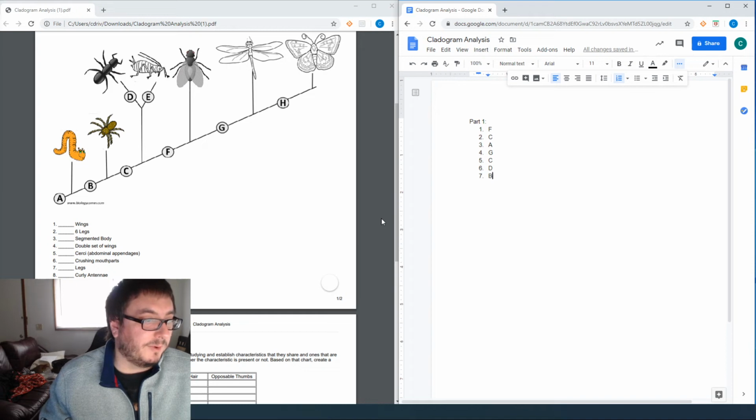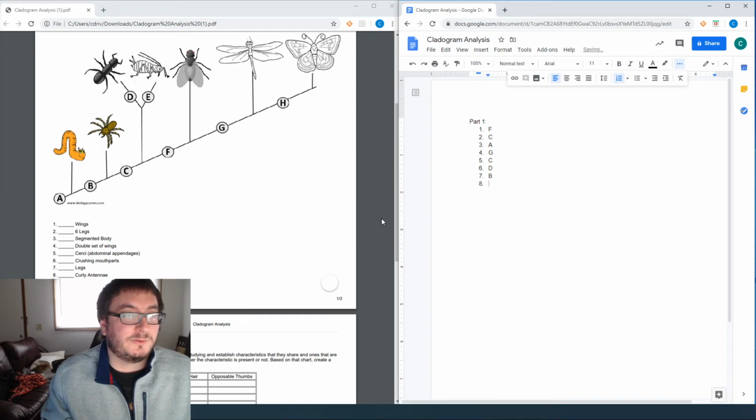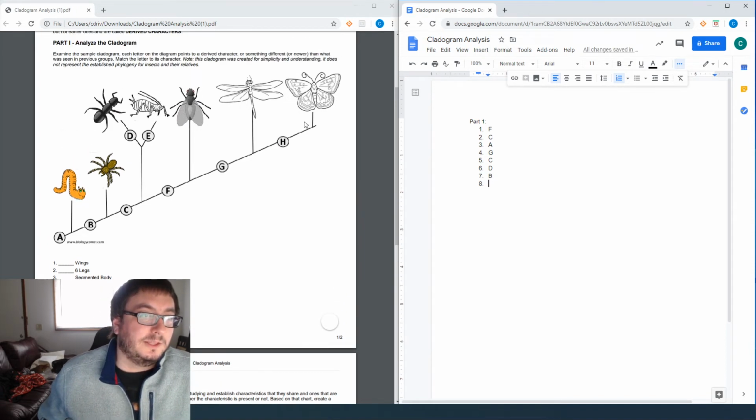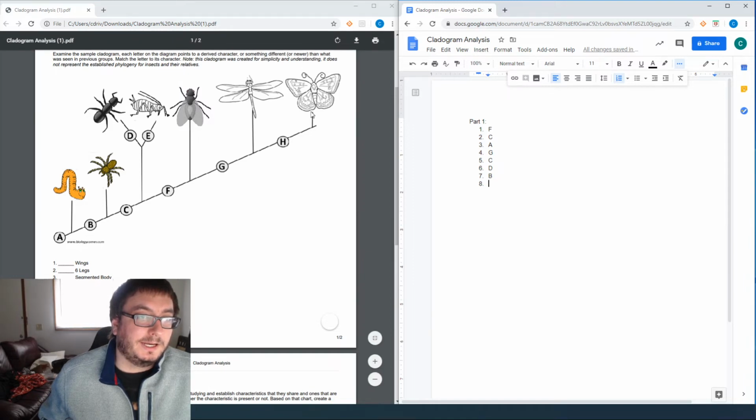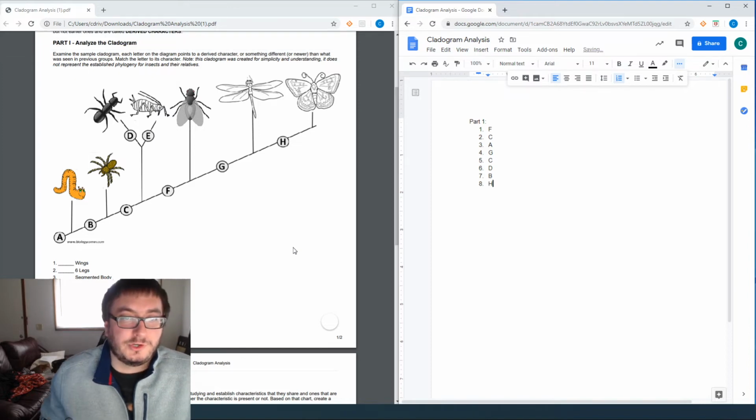Okay, I'm good. So last one is curly antenna. The curly antennae are right here. And of course, nothing before that has the curly antennae. They all have like long antenna going on. So that would be letter H.